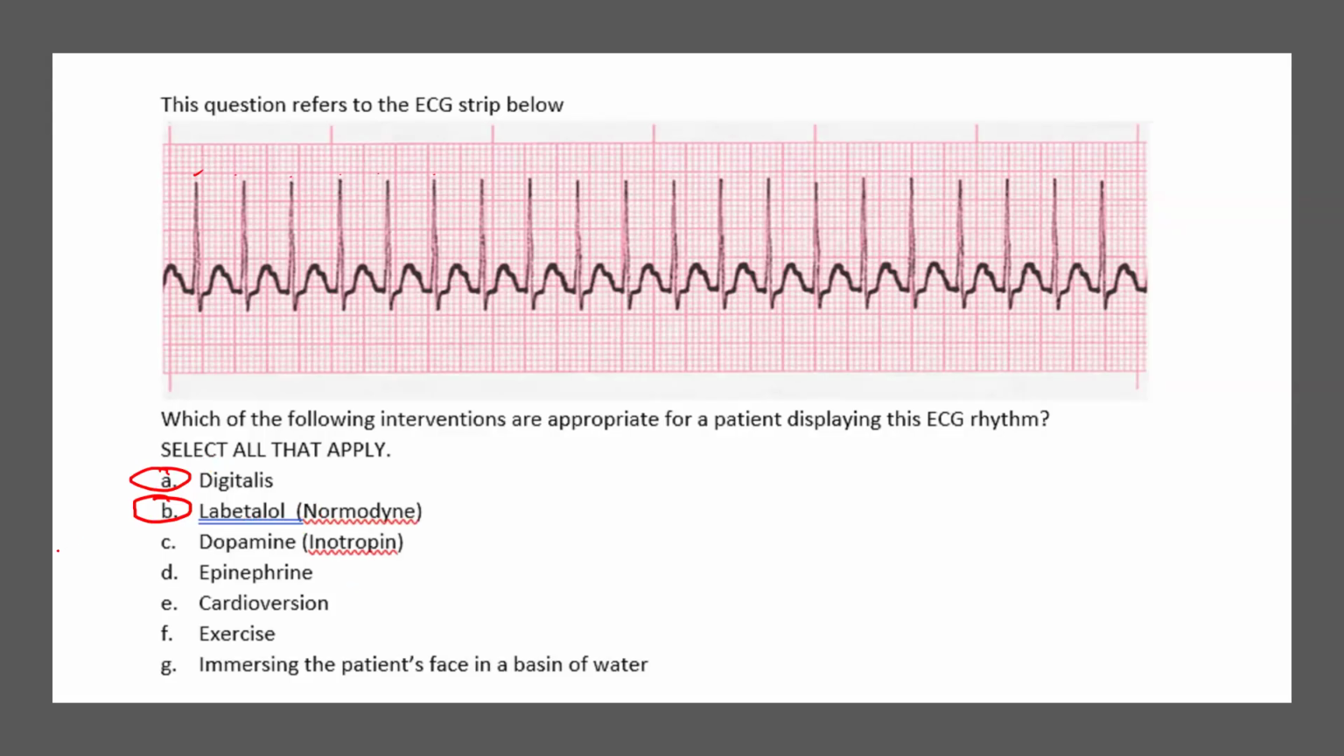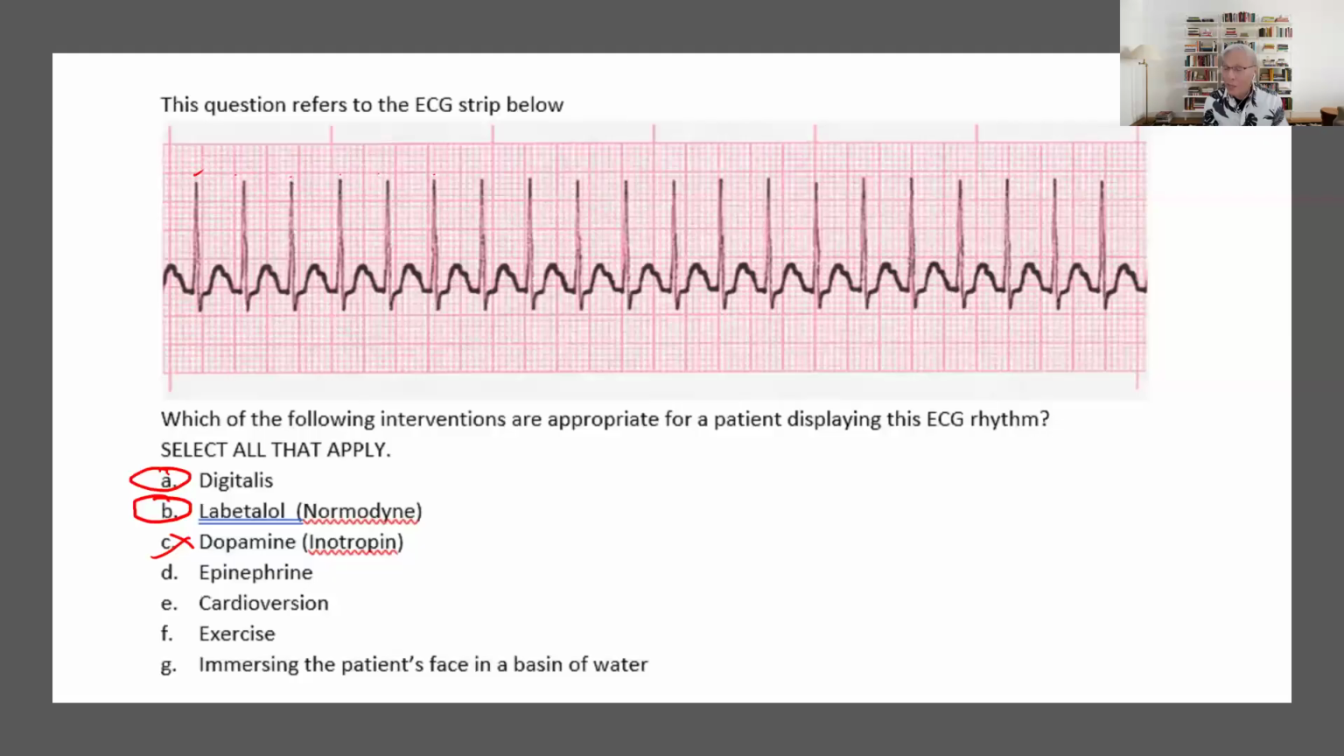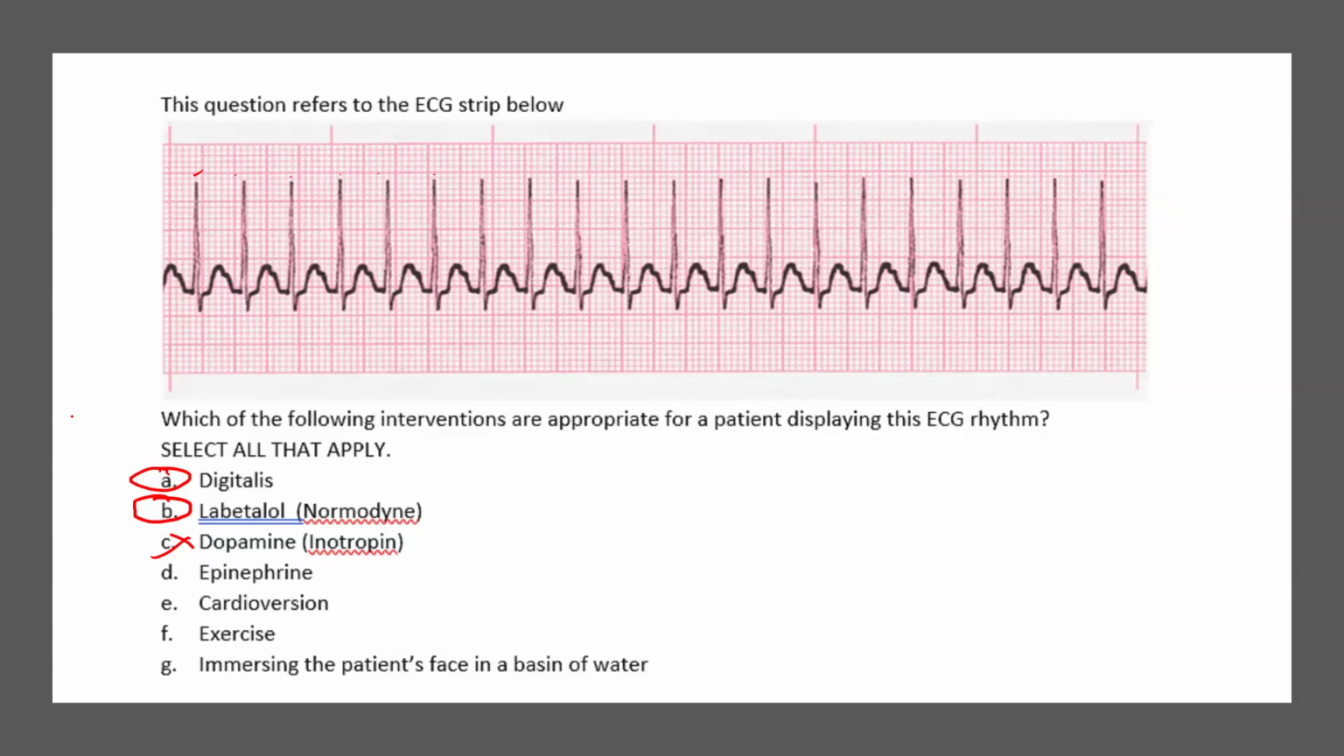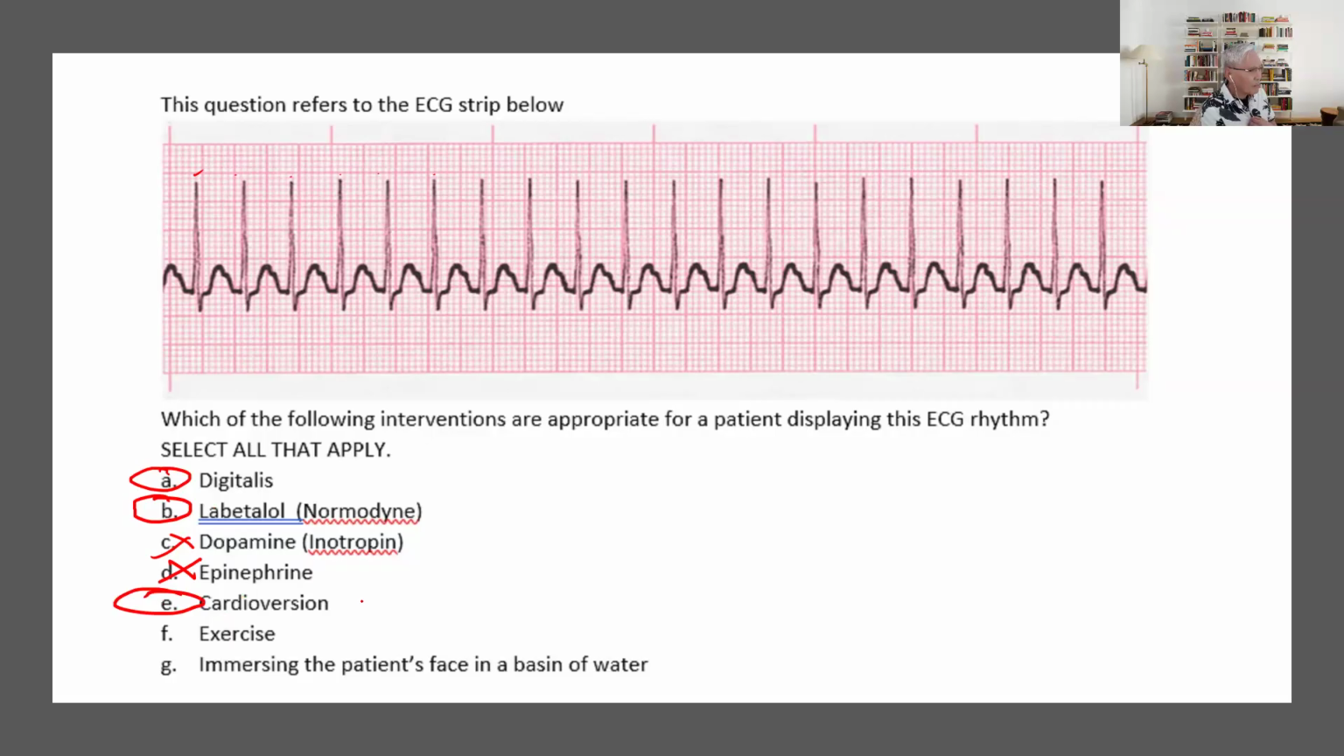Dopamine will help? No. What does dopamine do? You remember dopamine is a precursor of epinephrine. It's a sympathomimetic, and therefore it would increase heart rate even more. How about epinephrine? No, it will make it worse. How about cardioversion? Yes. How about exercise? No, not right now. Immersing the patient's face in a basin of water. Yes, could be. Very good. It might work. Okay. In fact, we should start with that one, right?